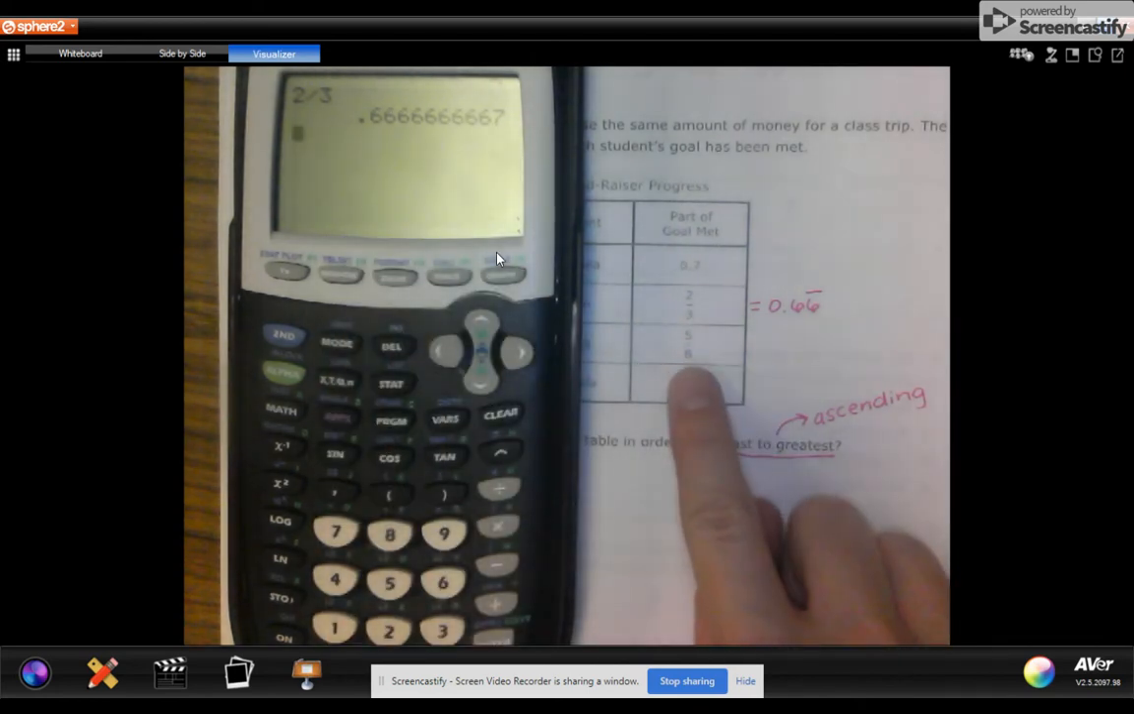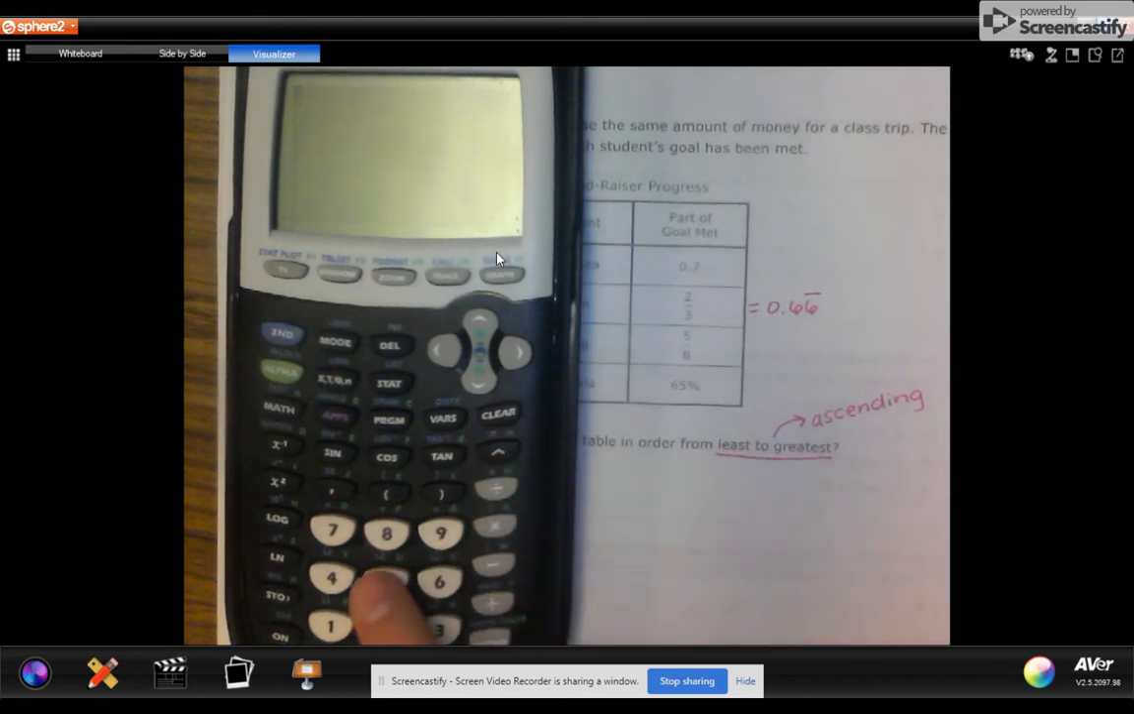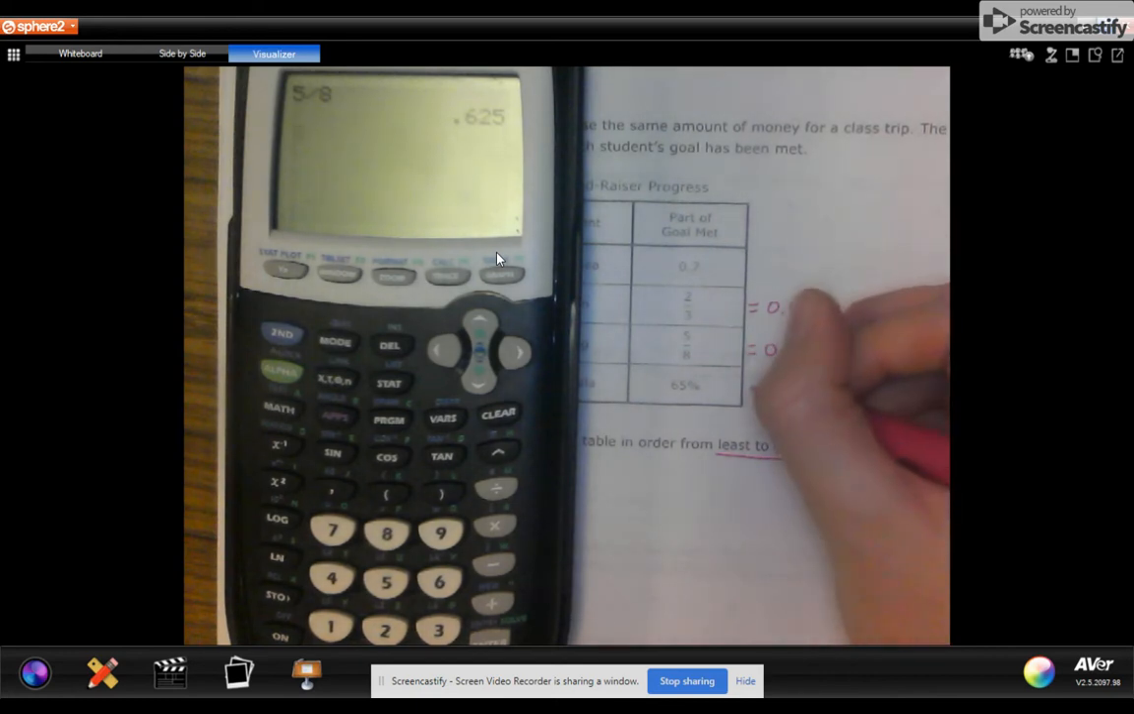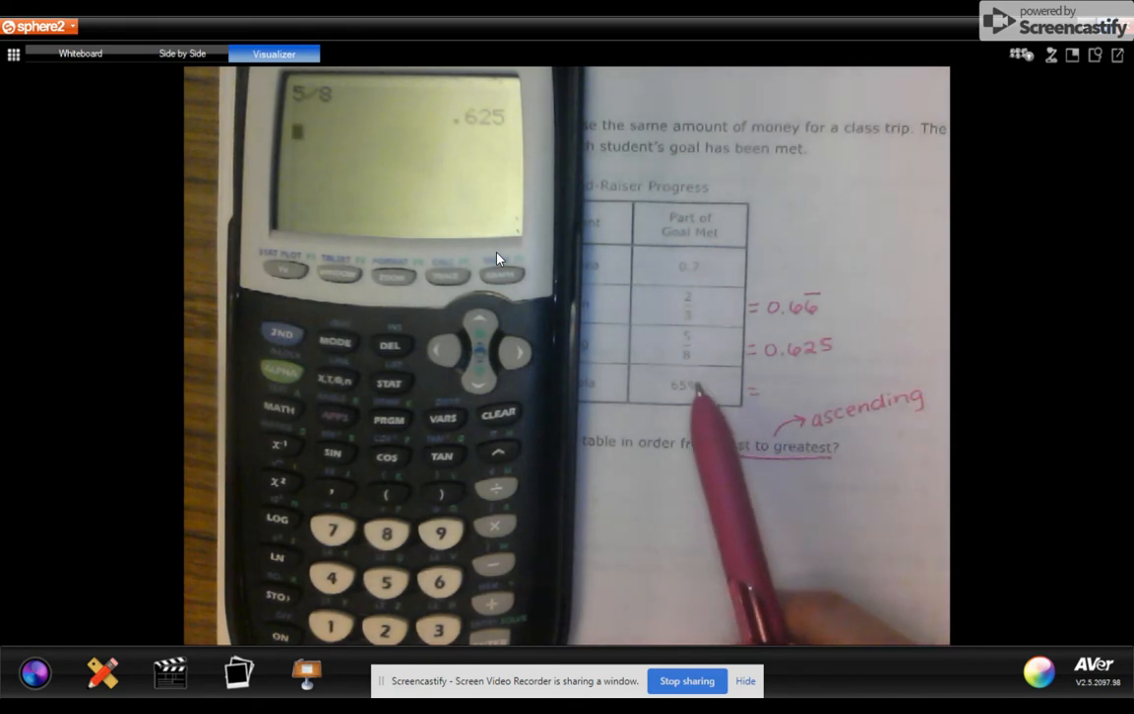Okay, my next one is 5/8. So whenever I type in 5/8, I'm going to do 5, division sign, 8, enter. Then I get 0.625. And then last but not least, 65%.